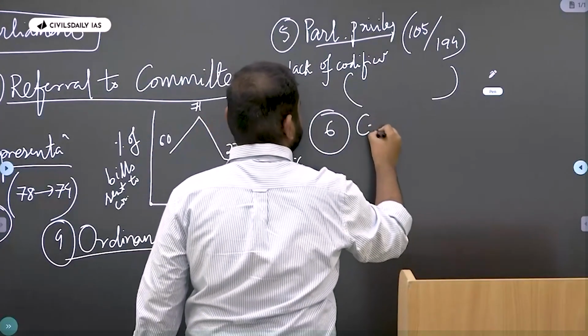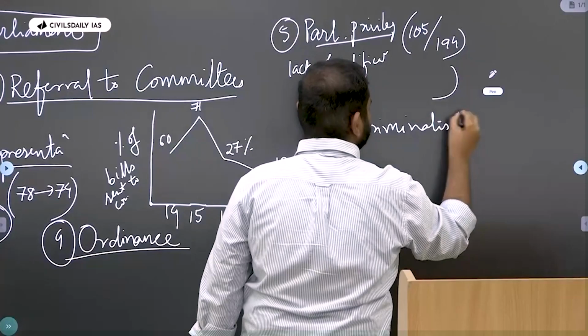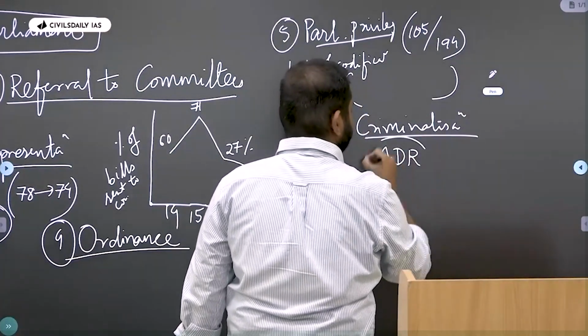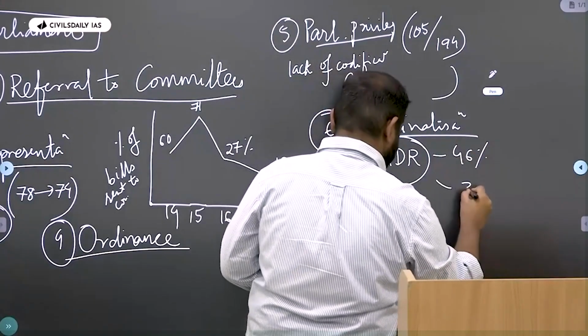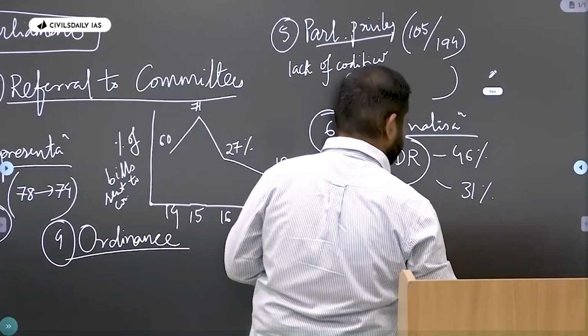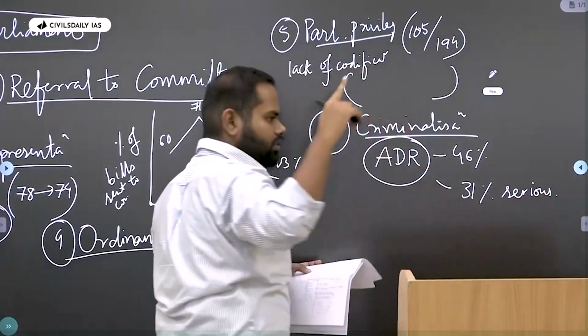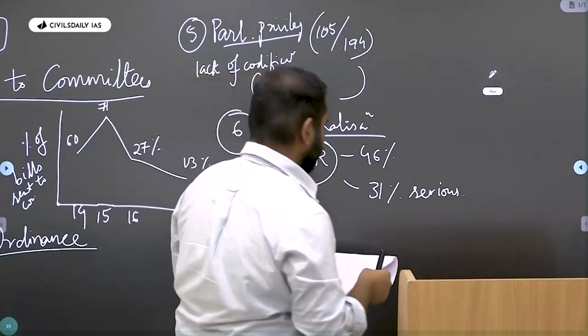Next, we have criminalization of politics. According to the Association for Democratic Reforms, 46% of MPs have criminal cases and 31% of them have serious charges. And if you see, there's a progressive increase in the percentage across the years as well.